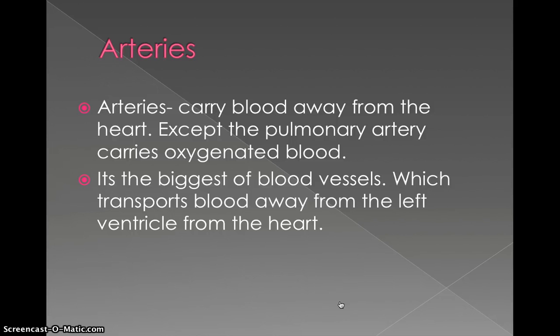Arteries carry blood away from the heart, except the pulmonary artery carries oxygenated blood. It's the biggest of the blood vessels, which transports blood away from the left ventricle of the heart.